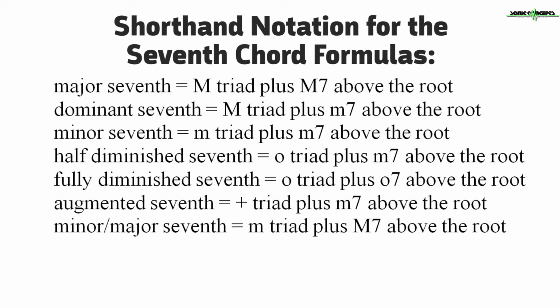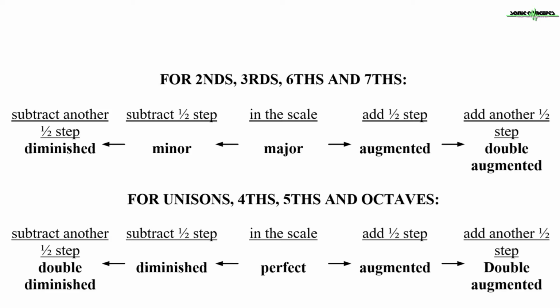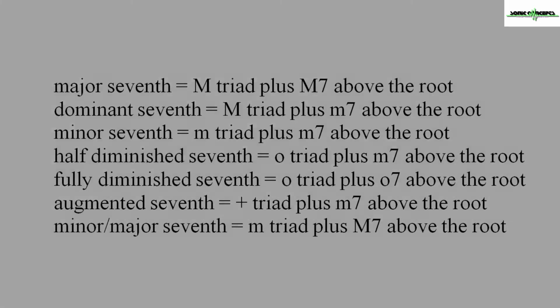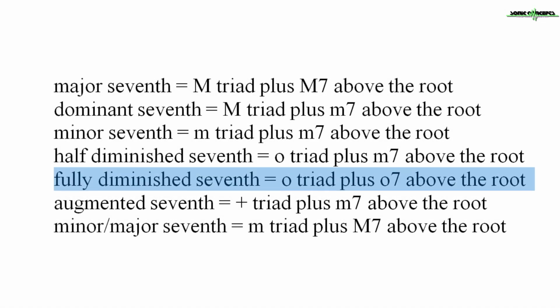The shorthand notation for the 7th chord formulas are shown here. Correct construction and notation of 7th chords is assured through the use of the aforementioned 7th chord formulas, triads, major scales, and interval formulas as reference tools. To demonstrate this, let's construct a G fully diminished 7th chord. We begin by looking at the fully diminished 7th chord formula.